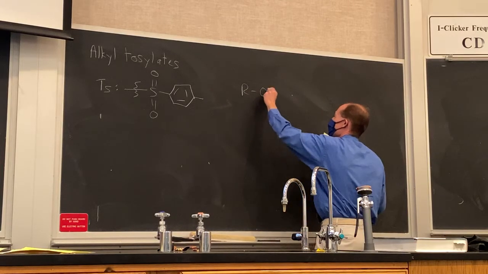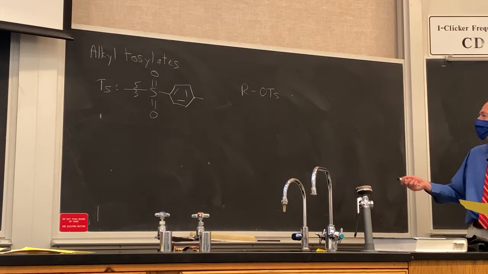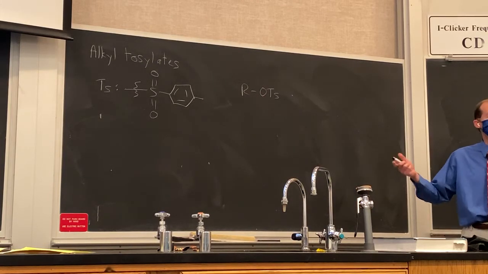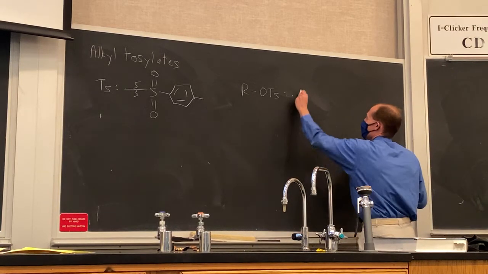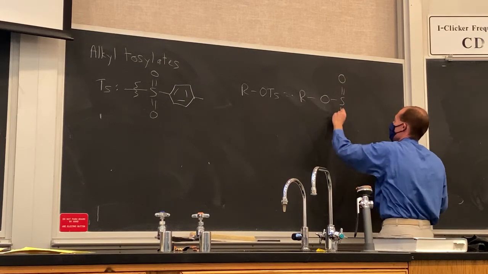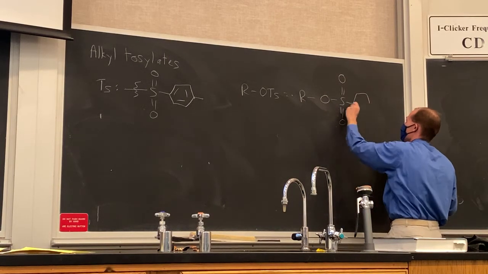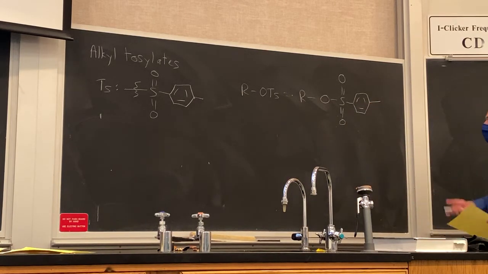So an alkyl tosylate would look like this. It would have an alkyl group, and then you would write OTS. And so what that would mean is you'd have your alkyl group, you'd have your oxygen, and then that oxygen is bonded to the sulfur. Okay? So that's what a tosylate looks like. So these are excellent leaving groups.